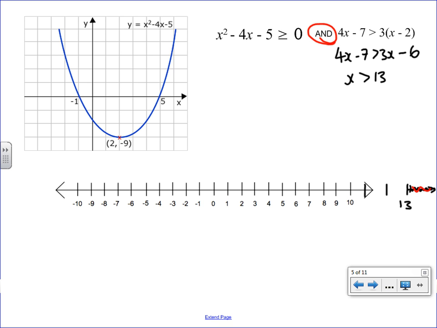Yeah, all of those ones. x bigger than 13, but it can't be 13. Yeah. You can do a little empty circle to show that it can't be 13. Okay, well we've also got this inequality.